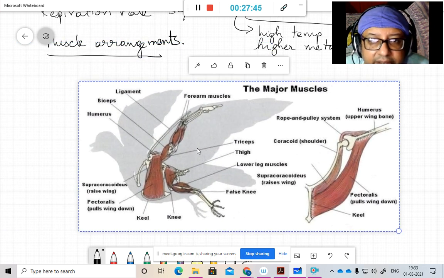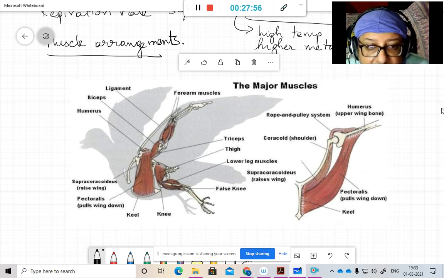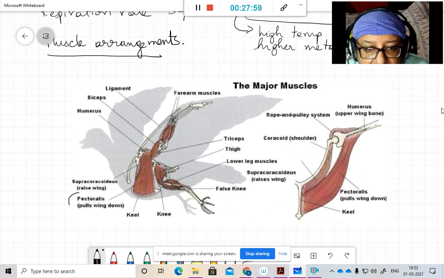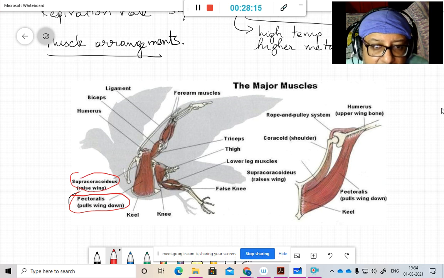So if you look at this, you will see the following muscles. This is the pectoralis muscle. Let's use a different color. It pulls the wings down. Then you have the supracoracoides muscle. This is the supracoracoides muscle. This is used to raise the wings.